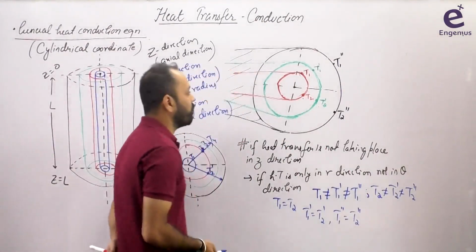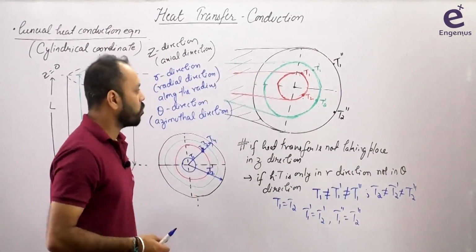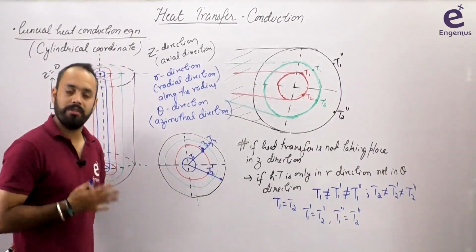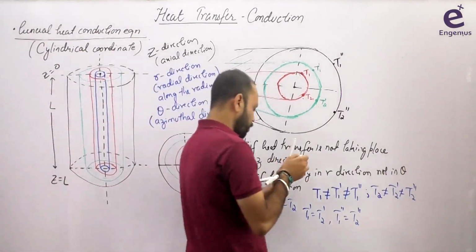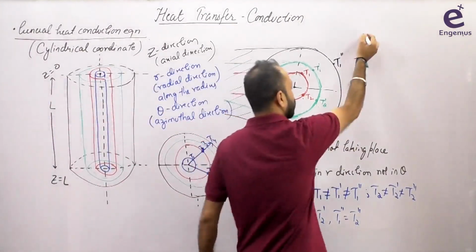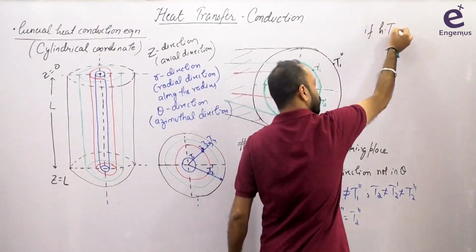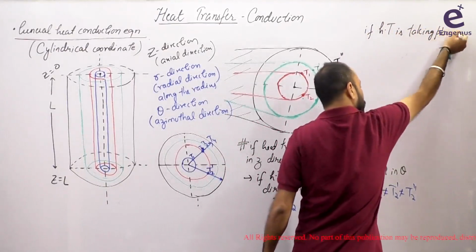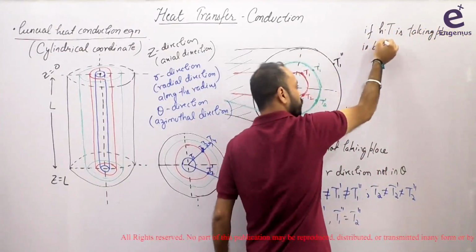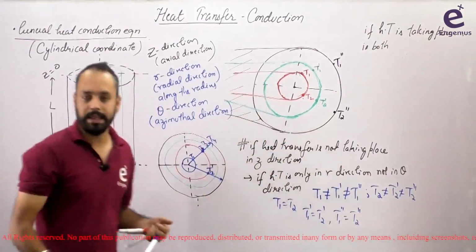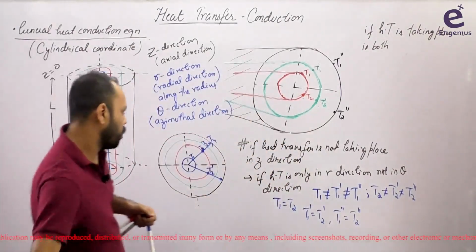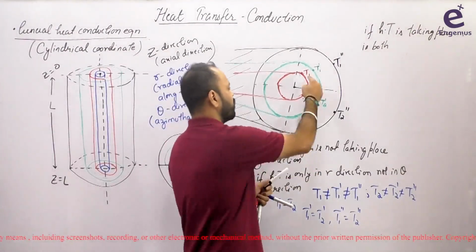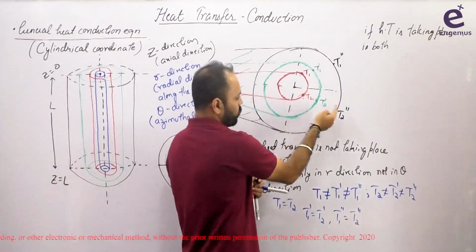If heat transfer is taking place in both the directions, in r direction also and theta direction also, then none of the temperatures will be equal. If heat transfer is taking place in both r and theta direction, then, या अगर बोल लो कि R में नहीं हो रहा, if heat transfer is not taking place in the radial direction, these temperatures will be equal.